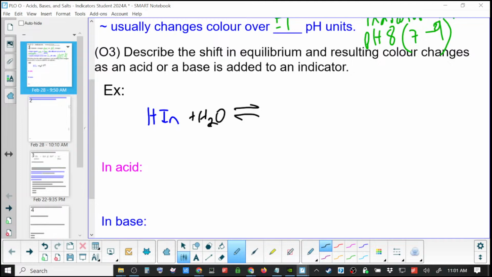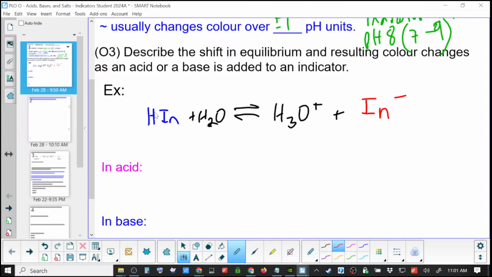Okay, what are our products? H3O plus, indicator, and what's our other product? IN minus. Don't forget the minus sign. So we've got 2 different colors. We have a blue side and a red side. So now we know what color it's going to turn in acid, then it's just a function of equilibrium.